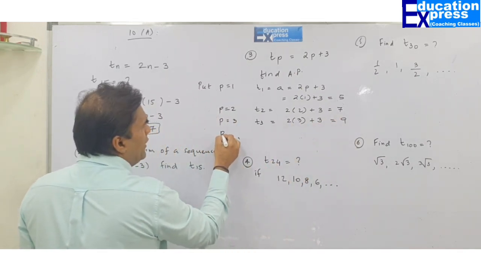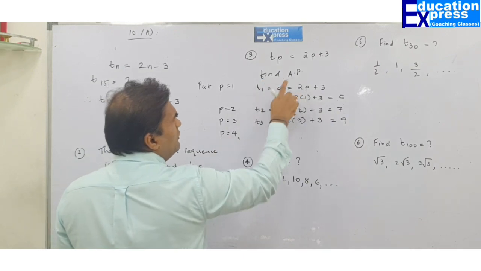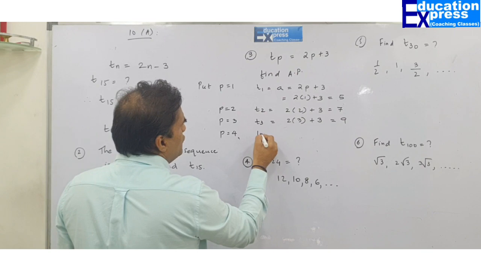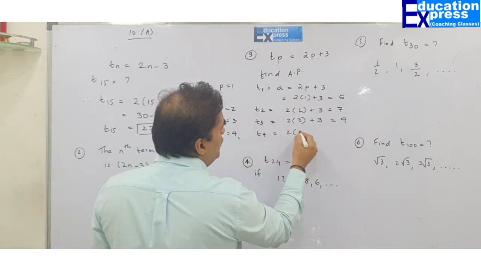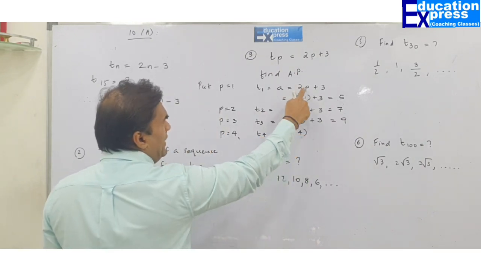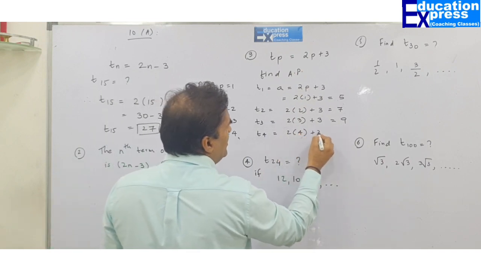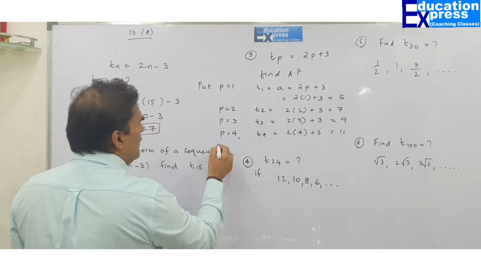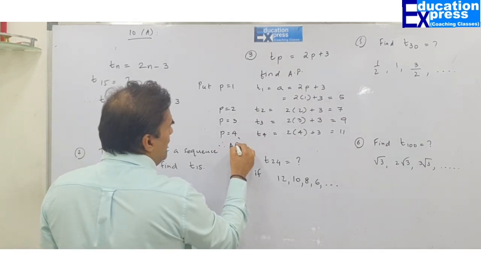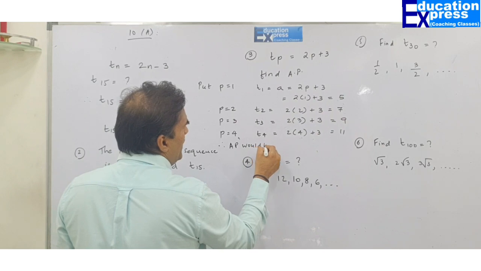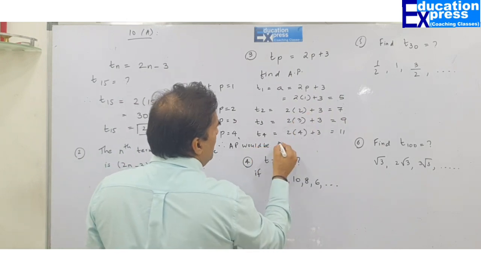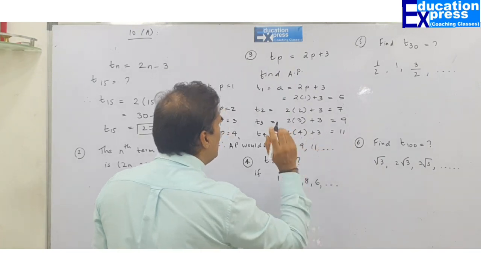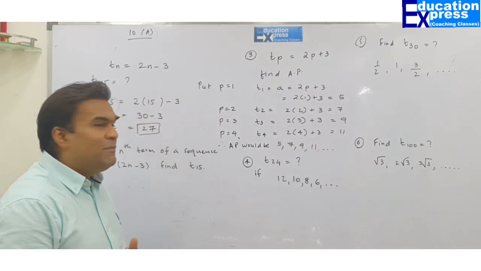In case you want to find out the fourth term, when they ask you to find AP, at least 4 terms, we have to find the 4 terms of the sequence. So T4 would be 2 into 4, in place of p substitute 4, plus 3, which is going to be 11. Hence, therefore, AP would be 5, 7, 9, 11 and so on. My friends, very simple question.